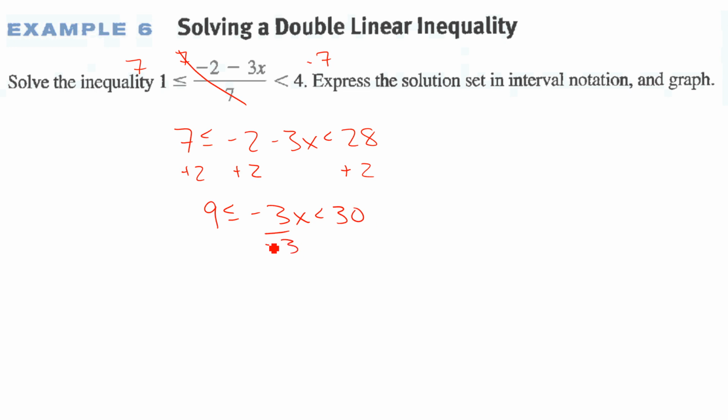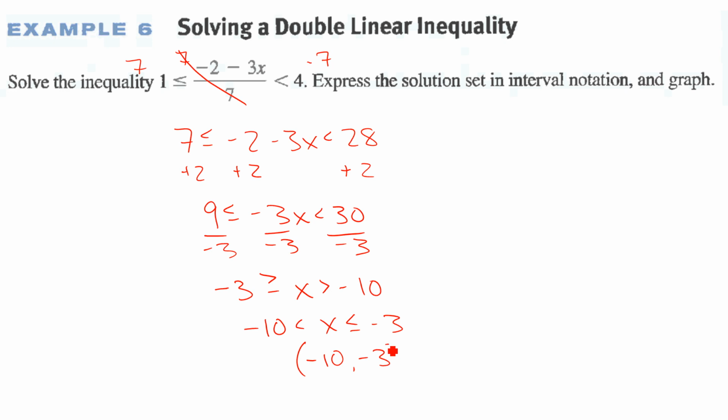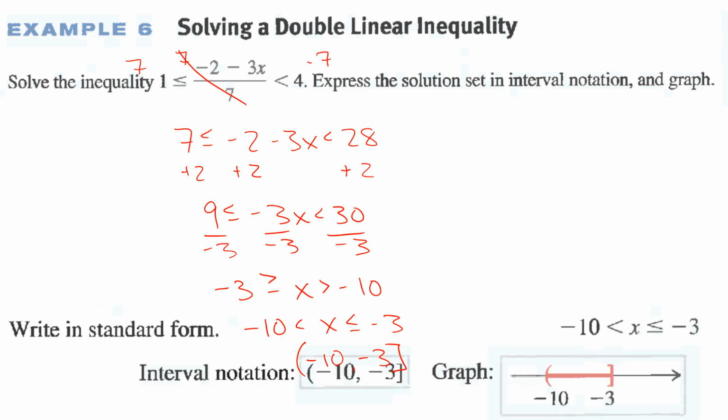Divided by -3. So this is -3. We divided by a negative, switch your inequalities. 30 divided by -3 is -10. Switch your inequalities. And you always want to write this from the smallest number to the biggest number. -3 is bigger than -10. We're not touching -10. We are touching -3. Okay? Graph would look like this.